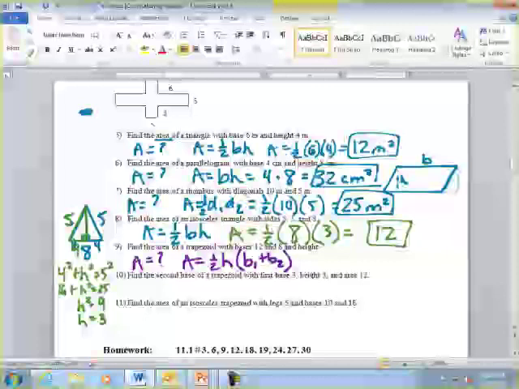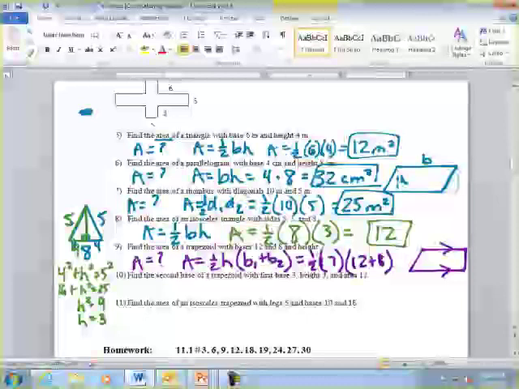A trapezoid would look something like this, maybe. We could have a straight side, we could have another slanty side, but we have two parallel sides and two non-parallel sides. So in this question, we're given the height is 7, and then we're given the bases of 12 and 8. And it doesn't matter which one is which, so don't worry about plugging those into the wrong spots. One of the bases is base 1, the other one is base 2. It doesn't matter which is which.